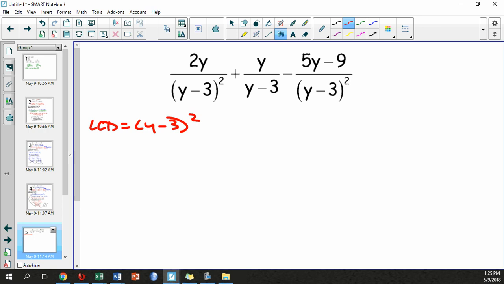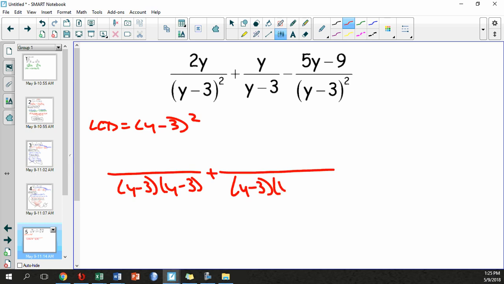So I need each of these denominators to be y minus 3 times y minus 3. And yes, I'm writing it down twice. Why? So that you guys are able to easily see what needs to be tacked on versus what does not. Do we all understand that? So if I'm trying to figure out how many y minus 3's do I have in this original black denominator on the first fraction? 2.